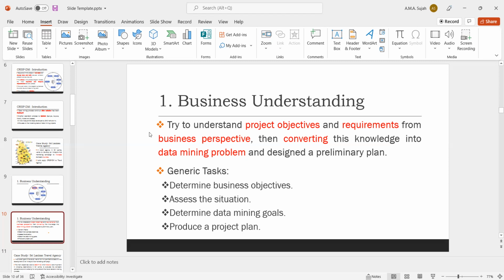Can someone tell me what is the ultimate goal of the project? You are doing a project for a tourist agent. What they want is to cluster their tourists based on their interest. What is the ultimate goal? The project objective: you need to cluster the customers.